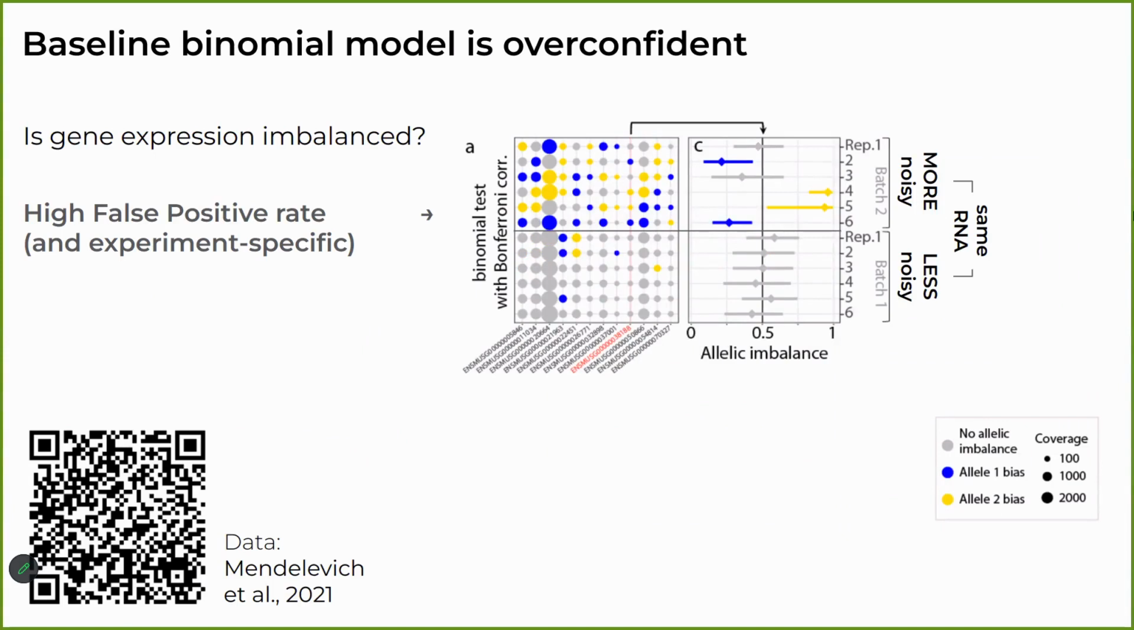If we produce lots of technical replicates from the same RNA, we will clearly see the overconfidence of the binomial model. This figure shows the genes that were confidently determined as imbalanced, but towards opposite alleles in different technical replicates. Moreover, the variability of the respective false positive rate will depend on the choice of experimental protocol.